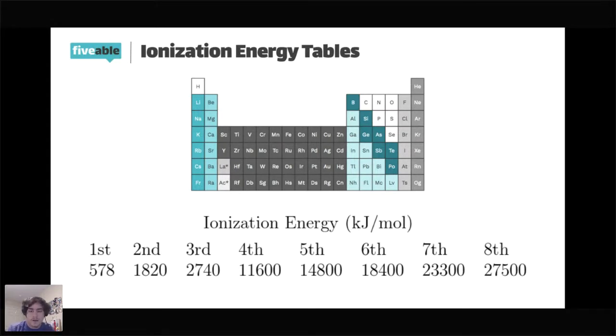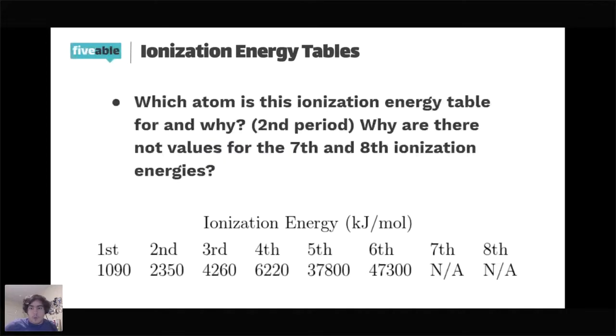Okay, that's good. So do you guys have periodic tables with you at all? If you don't, you could just pull one up on Google Images, because this next question is the same kind of question. You're going to need it. So the next one is, which atom is this ionization energy table for and why?